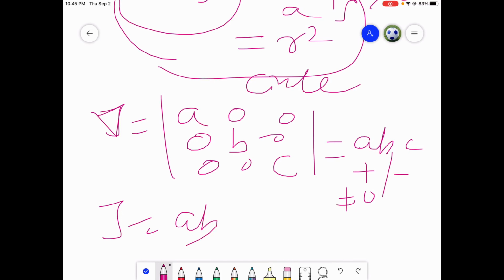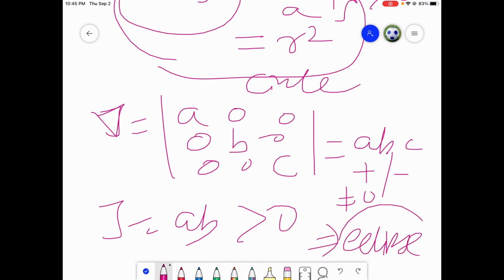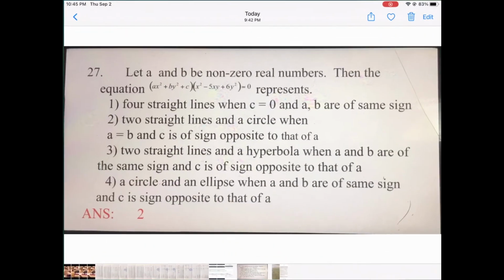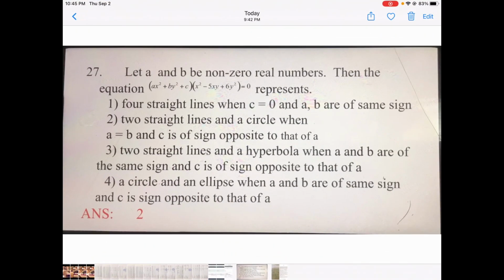A and B are of the same sign, so AB is greater than 0. But I know that when delta is not equal to 0 and J is greater than 0, this is going to be an ellipse. This is my ellipse, right? But they stated that this is a hyperbola, which is wrong. That is why option number 2 is the only correct choice, which is correctly specified over here. So I believe that you have now got an idea about how to use the generic equation to find out what kind of conic shape is given in that equation, right? Hope it helps. All the best, guys.